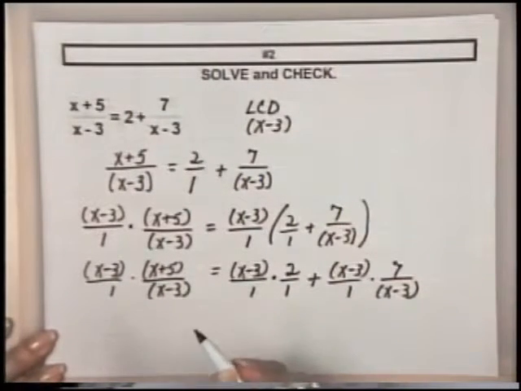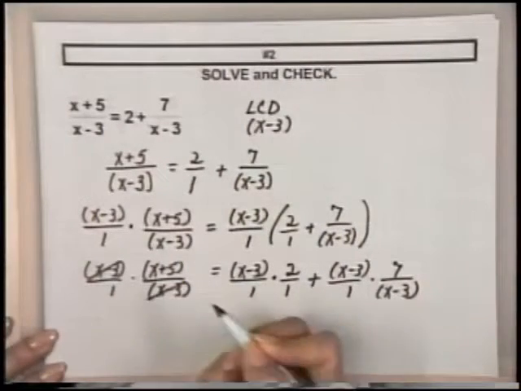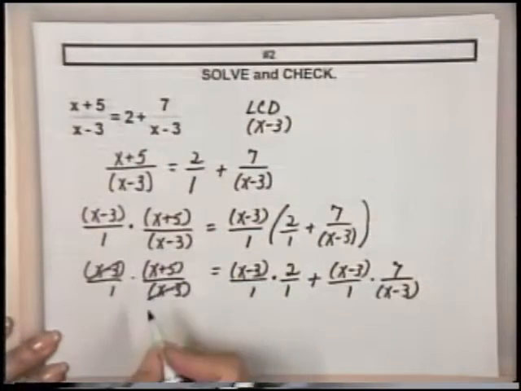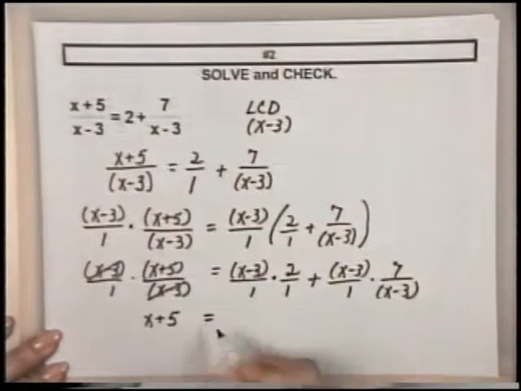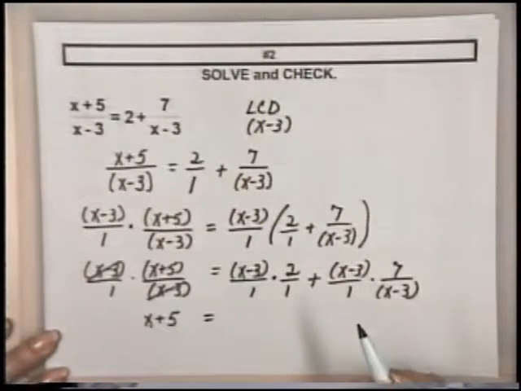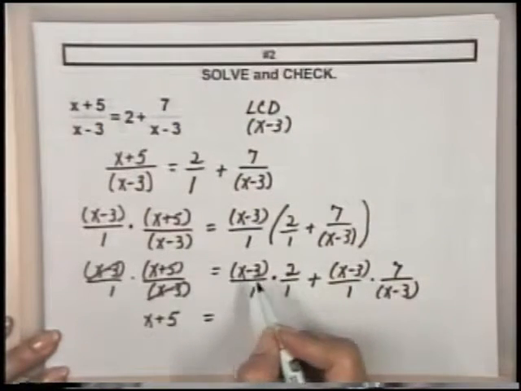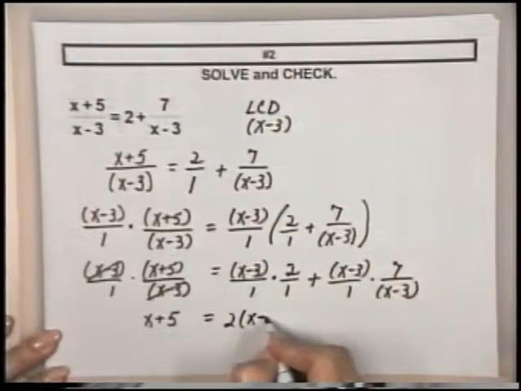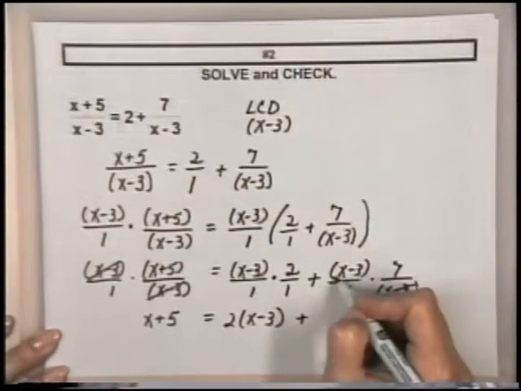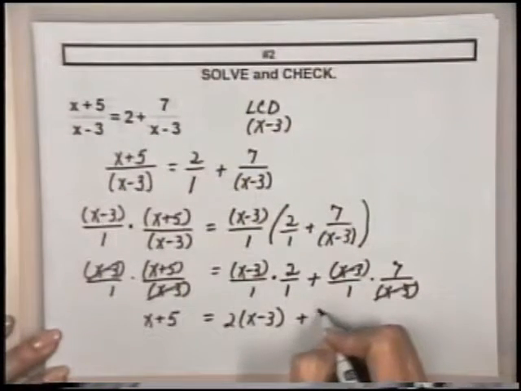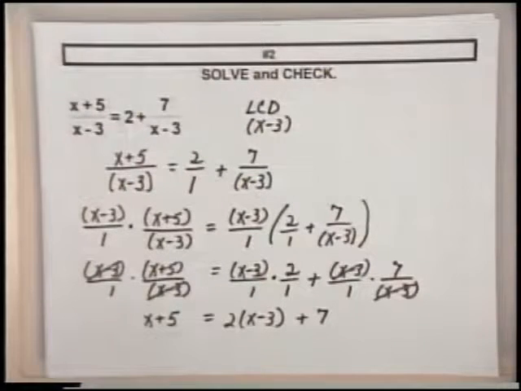Now let's see what will cancel. The x minus 3 will cancel the x minus 3. I am left with x plus 5 over 1, which is just x plus 5. On the right side, I have 2 times x minus 3, and for the next term, my x minus 3's will cancel, and I am left with 7 over 1, which is 7.